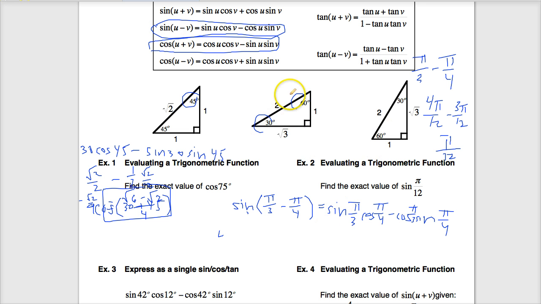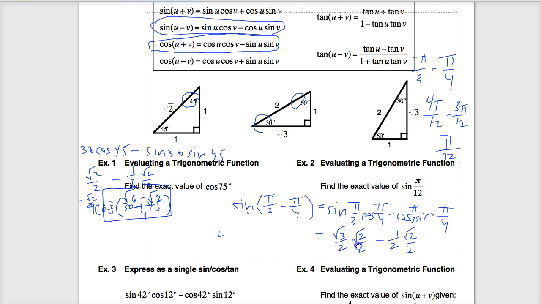You could use your special triangles, you could use your unit circle. Sine of pi over 3, remember, is 60 degrees, radical 3 over 2. Cosine of pi over 4 is radical 2 over 2. Cosine of pi over 3, or cosine of 60, is 1/2. And then sine of pi over 4 is always radical 2 over 2. You'll notice I have a very similar answer to what we've been working on.